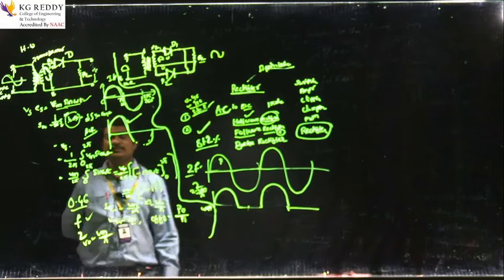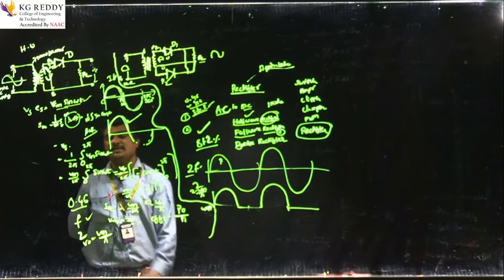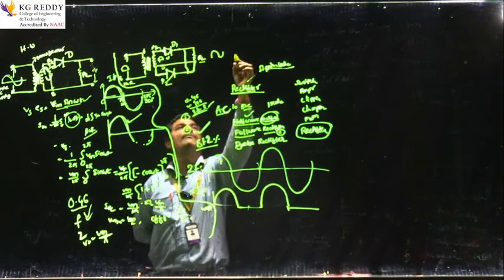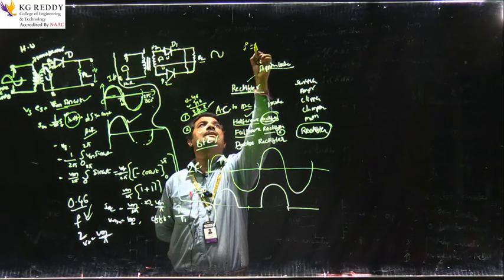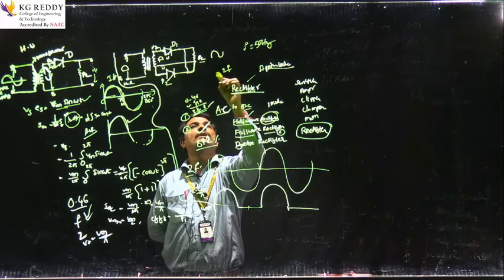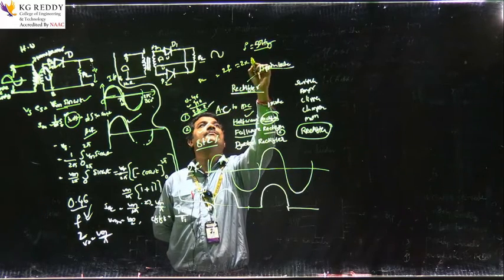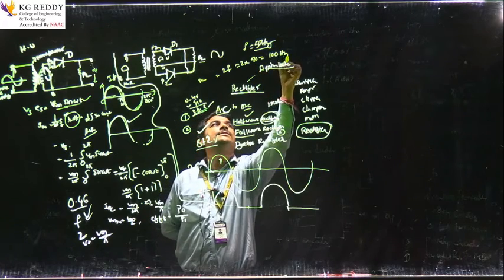Next, coming to frequency. Let us find the output frequency of a full wave rectifier. Let us take F as 50 Hz. The full wave rectifier output frequency is 2F, and 2 into 50 means 100 Hz.